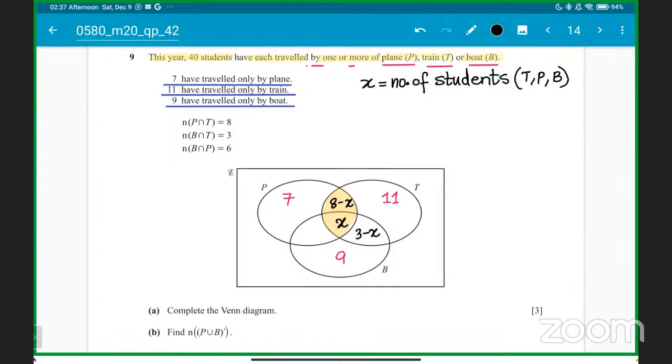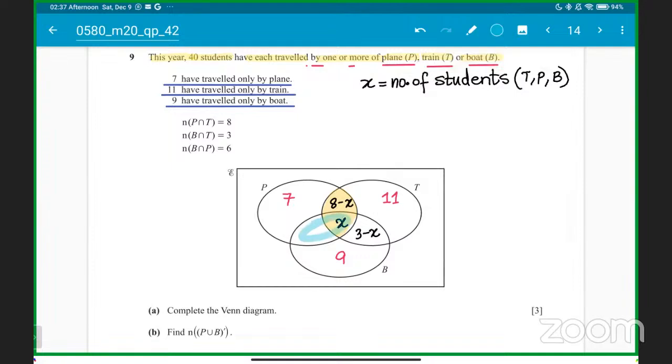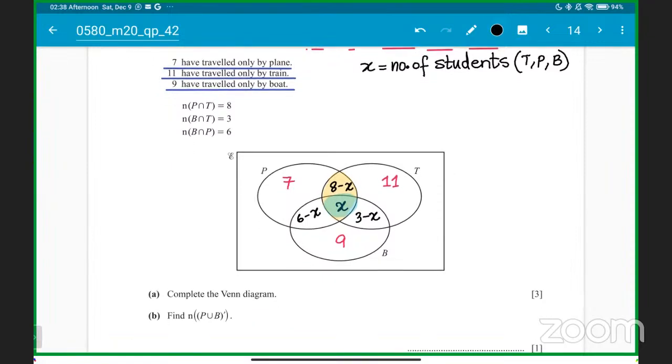Similarly, we have the boat and plane intersection, whose total is 6. We don't know how many have traveled by all three, so this will be only 6 minus X. That is the Venn diagram completed. You must do this in pencil, and then you make the equation and solve it.